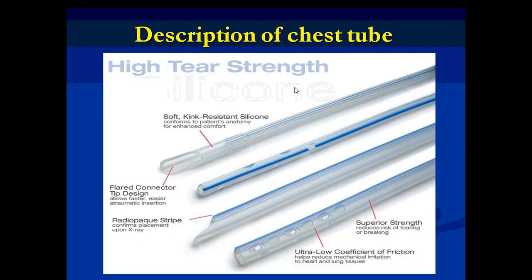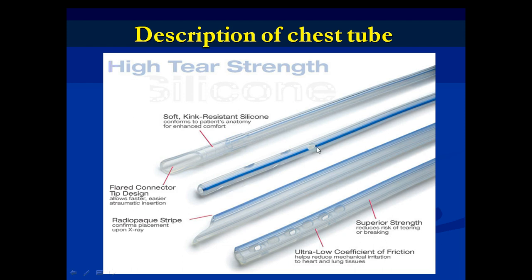Description of chest tube. The chest tube has different shapes and sizes, so it can match each intercostal space and each age of the patient. But in general, there are certain criteria for each chest tube, which include presence of multiple side holes, so it can drain the effusion or the pneumothorax from the tip of the tube and from the sides. So it should have more than one opening to allow drainage without obstruction.